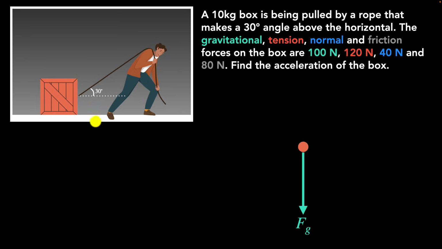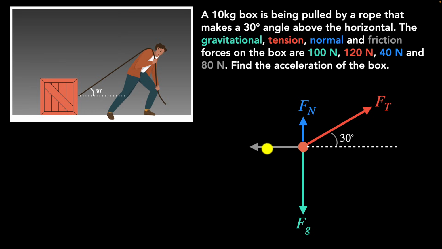What else? There is a tension force due to the rope, and that is at an angle of 30 degrees and that's 120 newtons. We also have the normal force, which is going to be perpendicular to the surface, to the ground. So that's over here, and that's 40 newtons. Remember that the length of the vector is proportional to the magnitude, okay? And finally, we have the frictional force. If the block tends to slide to the right, then the frictional force will oppose it. So the frictional force will be towards the left, and that's going to be 80 newtons.